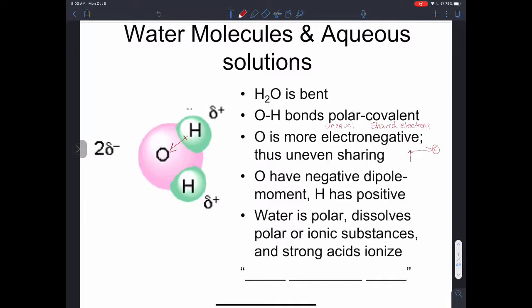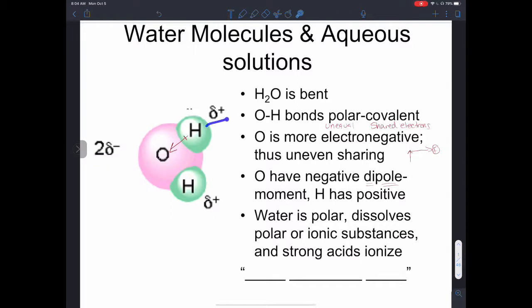Bullet point 4, oxygen has a negative dipole moment, and hydrogen has a positive dipole moment. So that word dipole, right, di meaning two, and pole meaning opposing sides. So oxygen has a sort of negative temporary charge. It is not really a charge, so we call it a dipole moment. So at any given moment, there will be more electrons in the region of the oxygen than in the hydrogen.